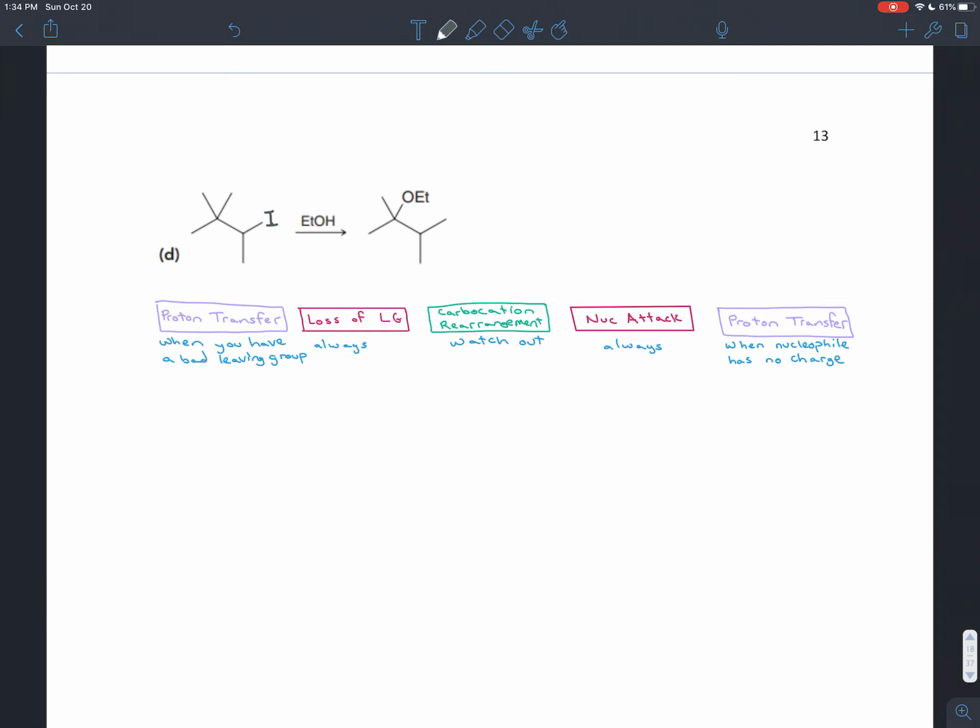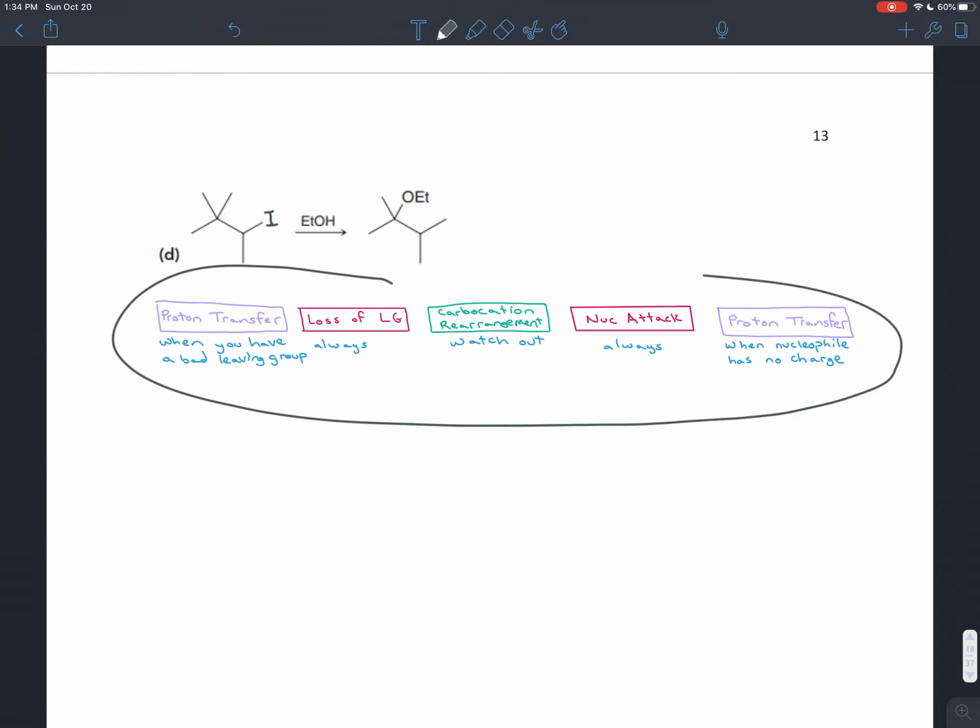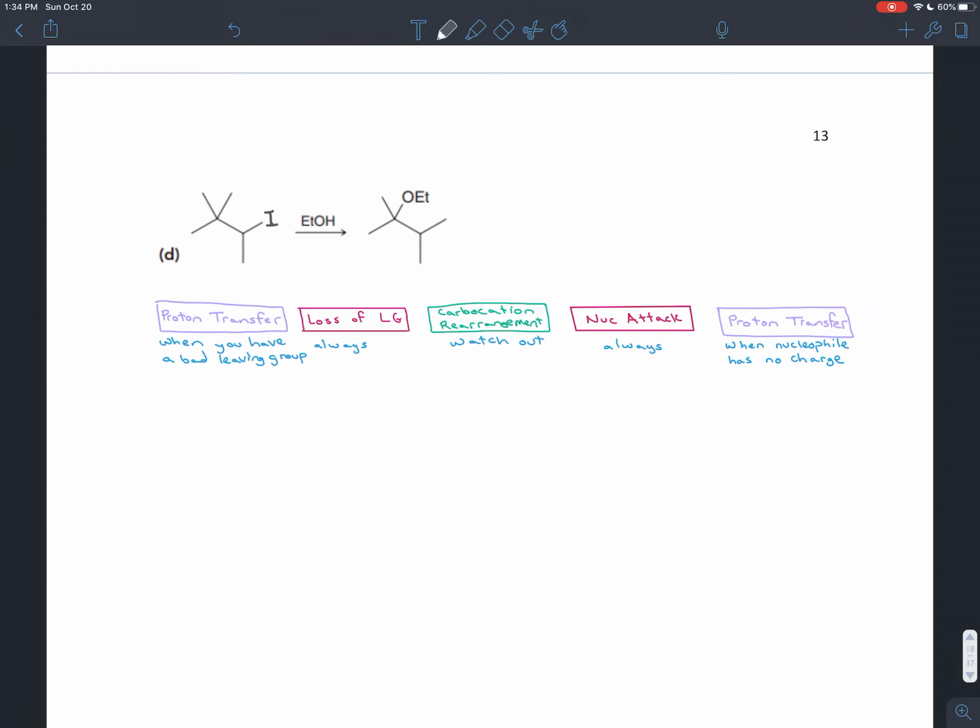Okay, so once you have the correct exercise written down, we're going to follow the same steps we went through before. We want to think first about which of the possible steps in an SN1 reaction we are going to have in this specific reaction.